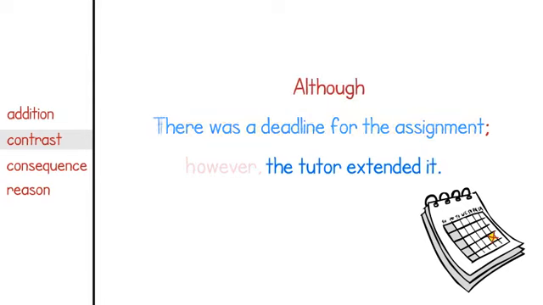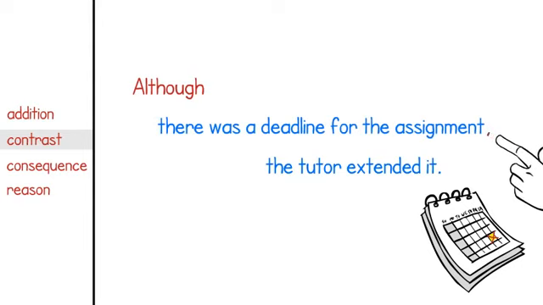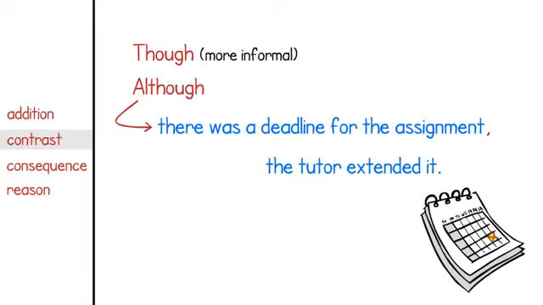Another alternative to but is although. Notice that it comes at the beginning of the sentence, before the first clause, not in the middle of the 2 clauses. Although there was a deadline for the assignment, the tutor extended it. It is probably better to avoid using though in your academic writing, as this is more informal.